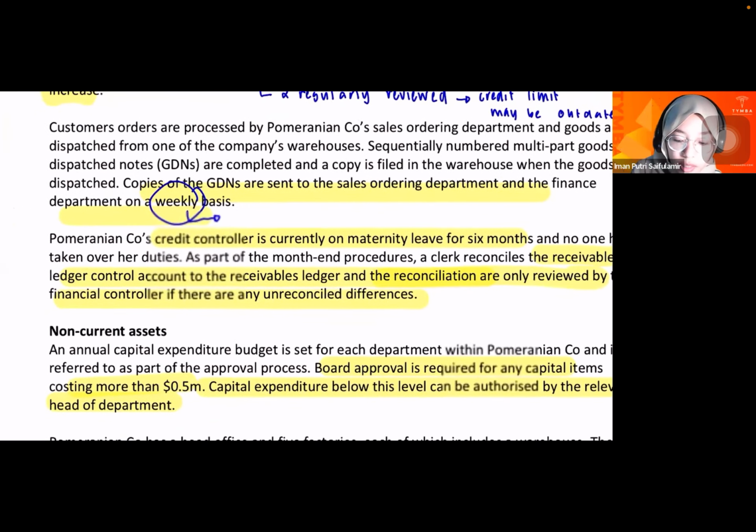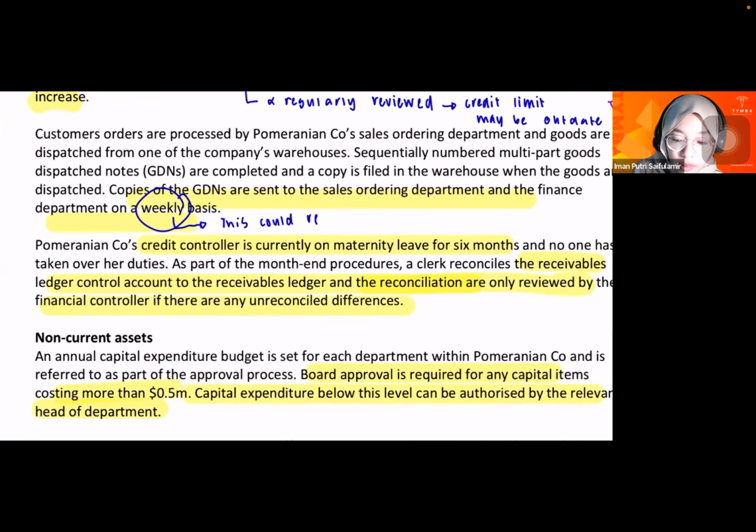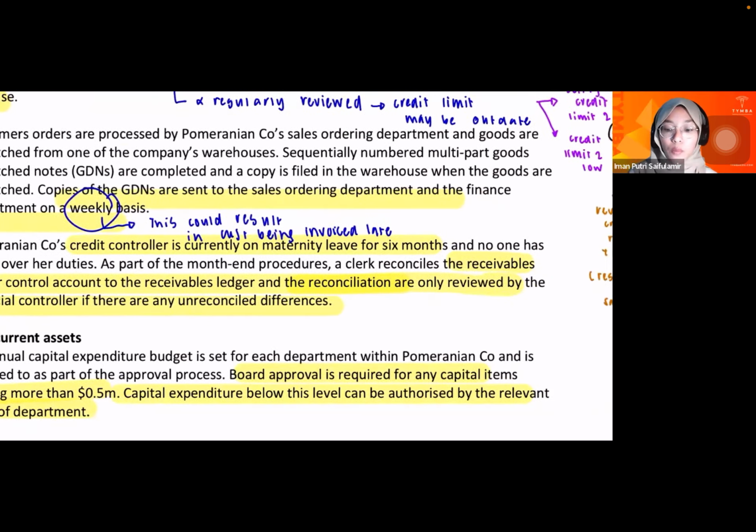So the GDNs are sent to the sales ordering department and the finance department on a weekly basis. This could result in late invoicing to the customers. Okay, in customers being invoiced late. This is the direct implication. Okay, why are they being invoiced late?